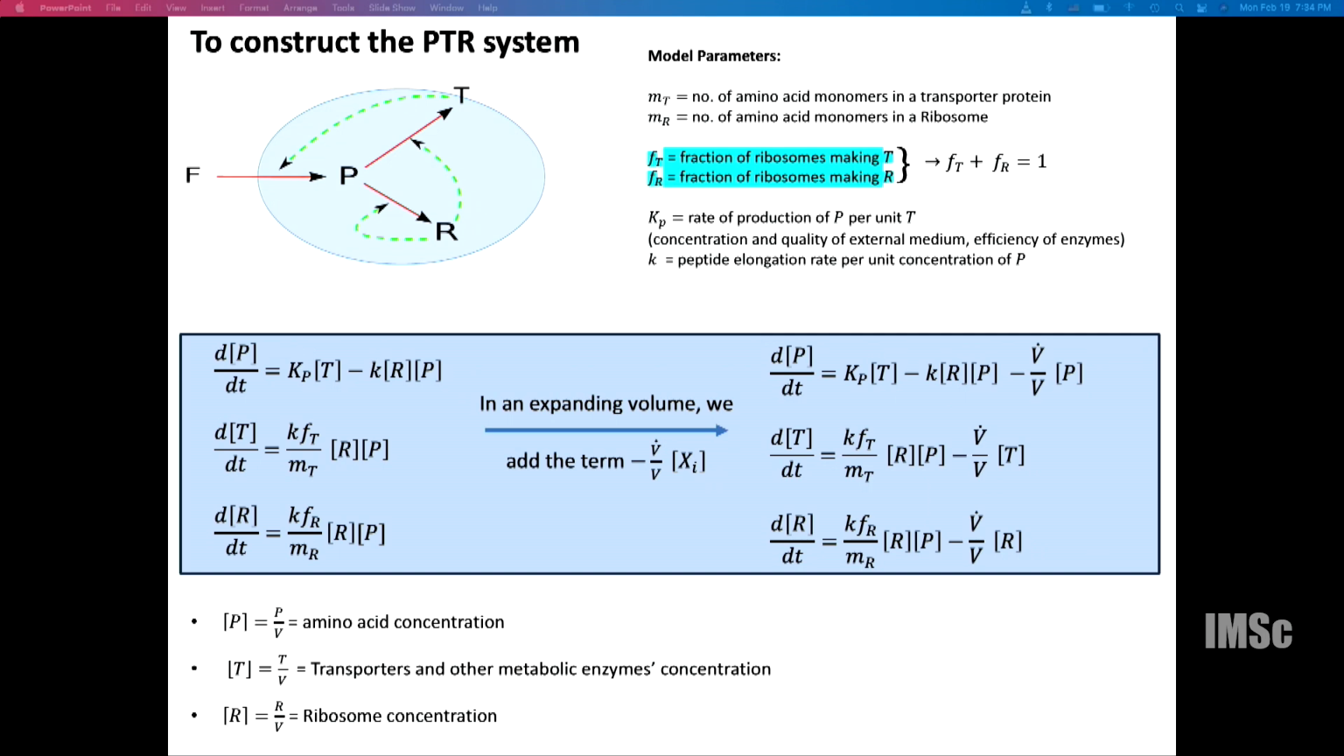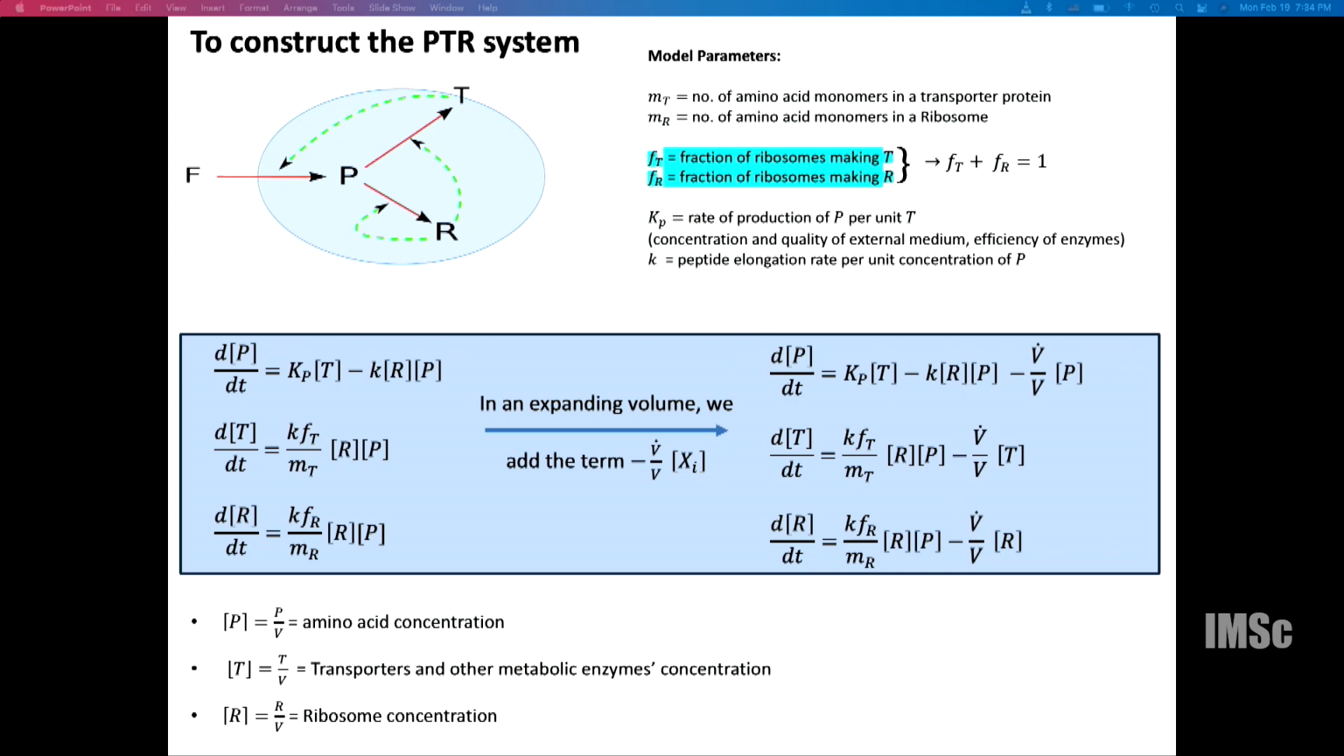It captures the efficiency of ribosomes. It captures the size of the molecule. MT is the number of amino acid monomers used, and FT is the fraction of ribosomes making T, because ribosomes are not only making T, they're also making themselves. They're also making ribosomes, and the fraction of ribosomes making ribosomes is FR, and each ribosome requires MR number of precursor molecules, and so these are the rates of their production. And when you add these things up, you have a similar rate of consumption of P, because P is basically being used up to make ribosomes and proteins.